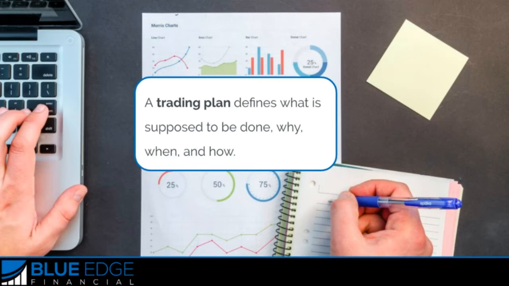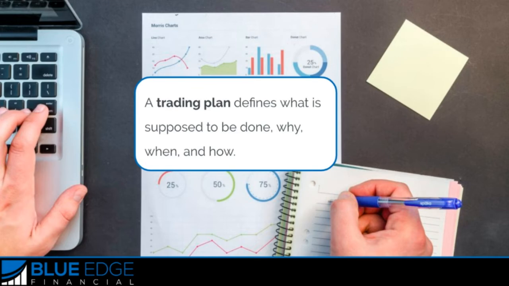The best way to get your emotions out of your trading is to minimize your thinking by having a plan for every potential market move. By developing your own Forex trading plan, you spell everything out so that you simply have to follow your trading plan no matter the situation that arises.